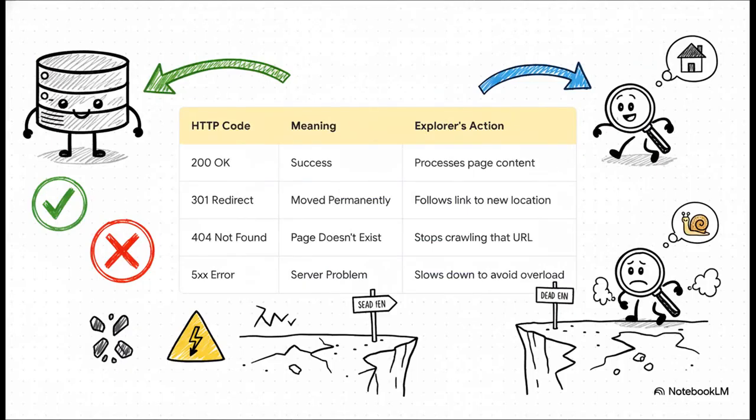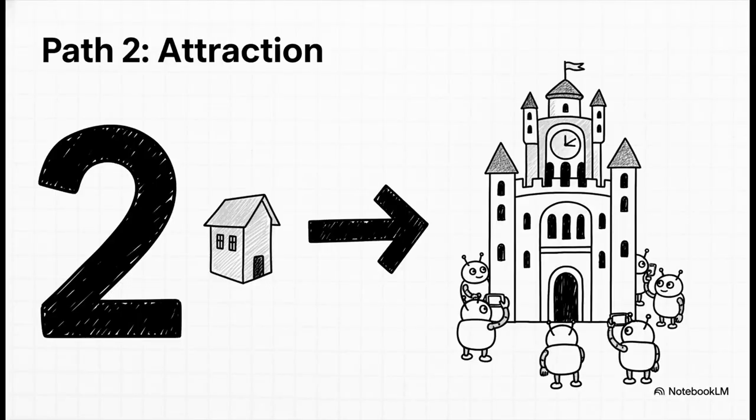Now, what's really cool is how your server is constantly talking to the Explorer using what we call HTTP status codes. A 200 OK is like a green light saying everything's good, come on in. A 301 redirect is a detour sign pointing the way to a new location. A 404 not found is a clear road closed sign. And a 5XX server error, that's a big warning sign that makes the Explorer slow way down. Making sure these signals are all correct is a huge part of being efficient. Okay, that was path 1, all about efficiency.